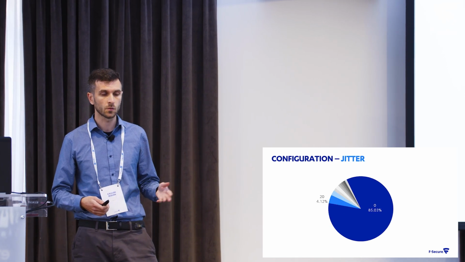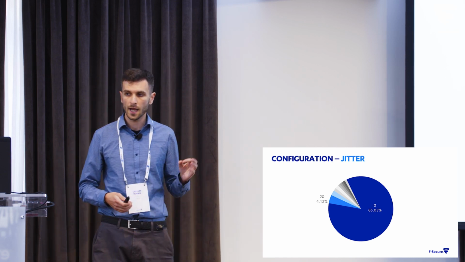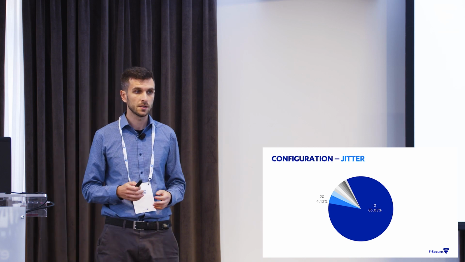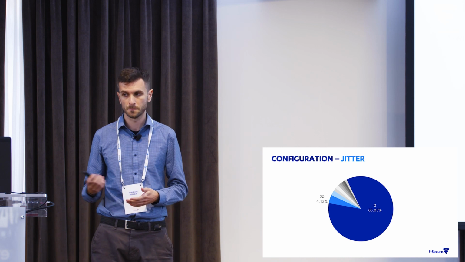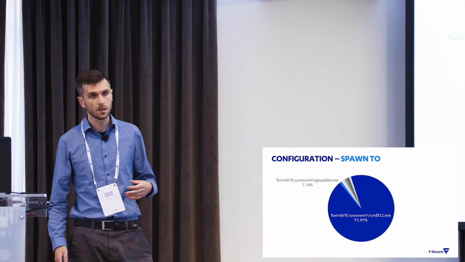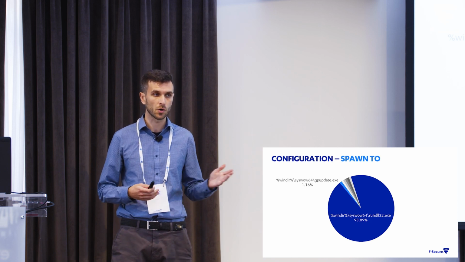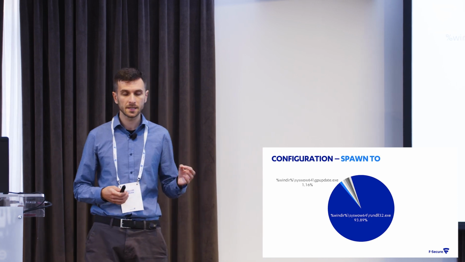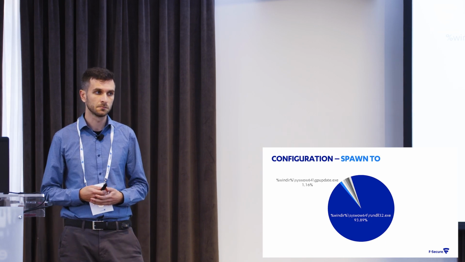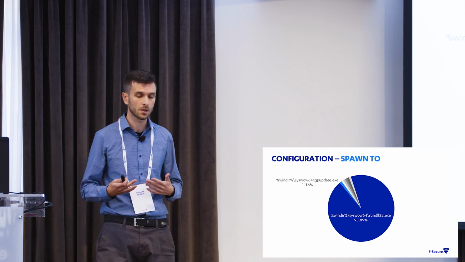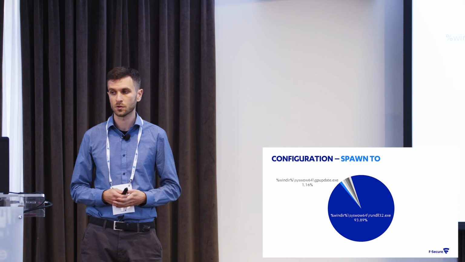When it comes to jitter, which is basically the randomness that gets introduced into the network communication, you can see that in 85% of cases, the default value is used, which is 0. So there is no variation introduced at all. When we look at the spawn-to setting, this is the setting that defines the process used when Cobalt Strike executes tasks as part of post-exploitation, you can see that 93% of all configs use the default rundll32 value. That's a lot. This gives you a really good point to look at and potentially a nice detection opportunity, which James will touch on a bit more later.